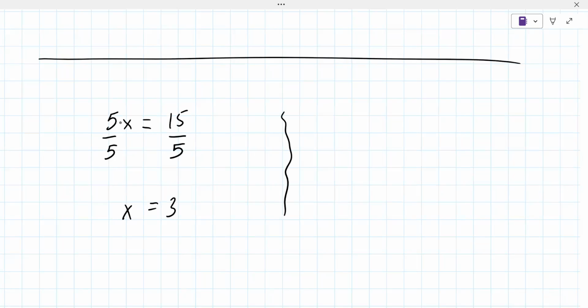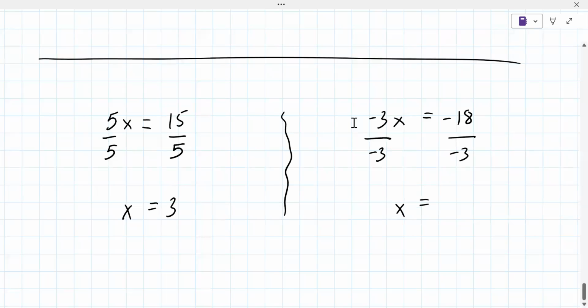Now, I could also give you an example where it's -3x equals -18. The -3 is multiplying x, so you undo multiplication with division. You divide by whatever number is in front of x. If it's a positive number, you divide by positive. If it's a negative, you divide by negative. So x equals 6 on the right.